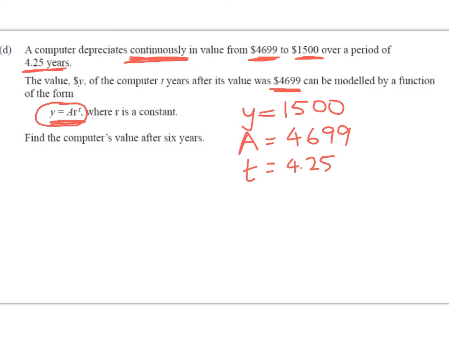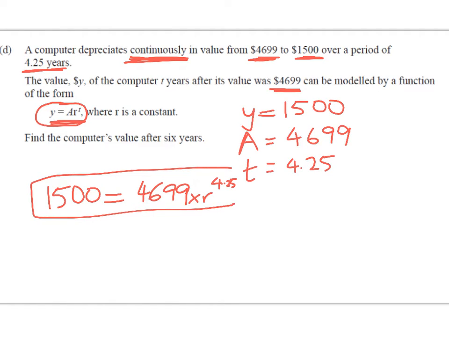So we substitute in and then we're going to solve the equation. This is what we get. 1,500, the value after 4.25 years, is equal to the initial price times whatever that rate is to the power of 4.25. Okay, so that's the equation we've got to solve. And you might be thinking, oh, this is a logs question, it's got nothing to do with logs. Okay, so the first step we're going to do is to divide both sides by 4,699. And that gives me r to the power of 4.25.